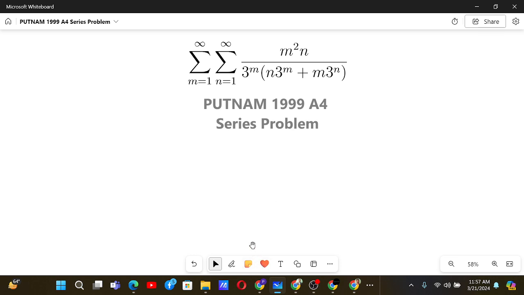PUTNAM 1999 A4 series problem. This problem appeared in PUTNAM, and it is a kind of easy problem, so that's why I was able to solve it and bring it out to you guys. You can give this a try and maybe solve it on your own. It's not too hard. Let's see how we solve this problem.